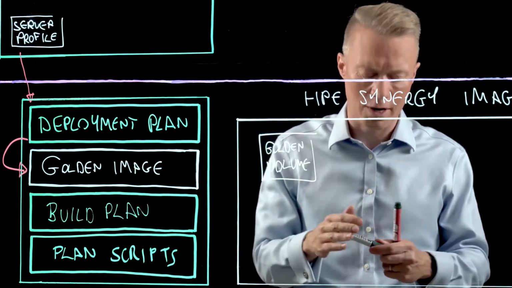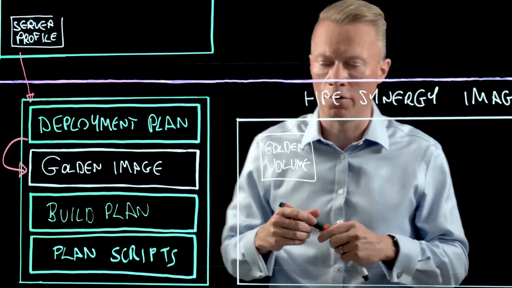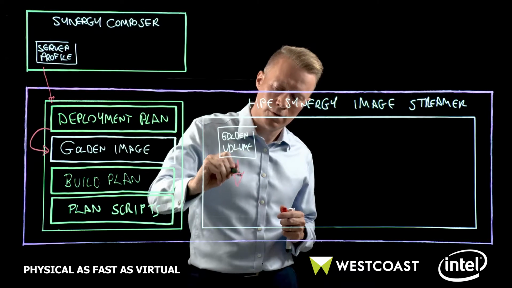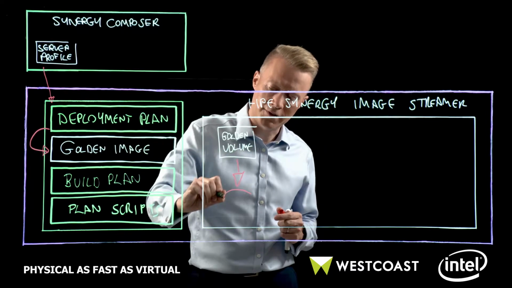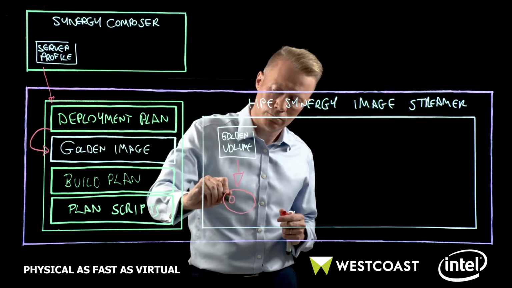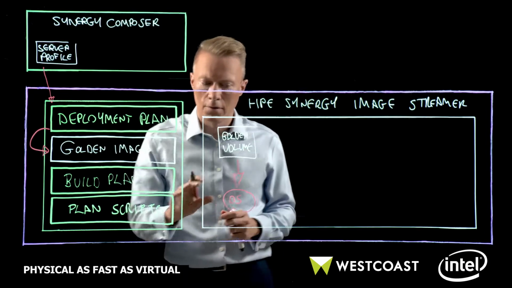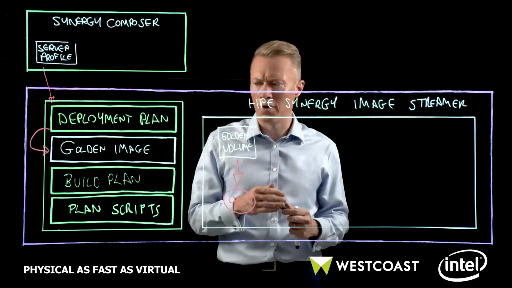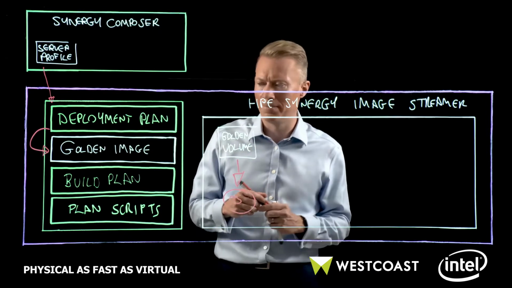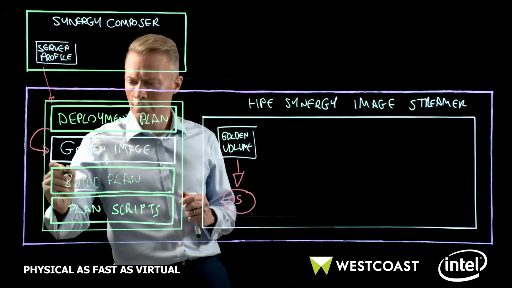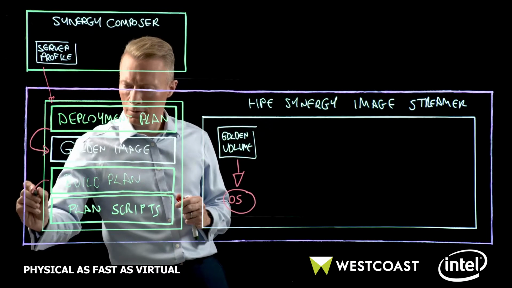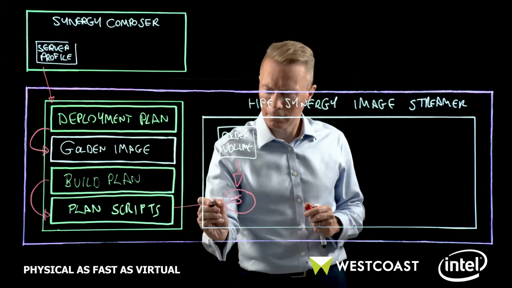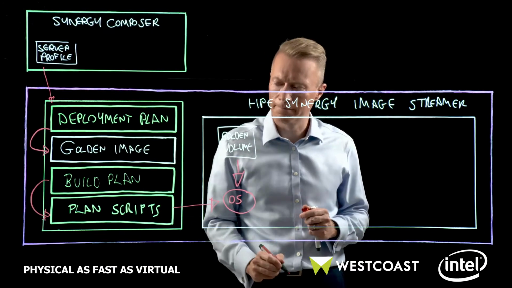So all within the Image Streamer, what you get is some customization done for you. This golden volume is actually smart cloned into an operating system volume. So there we have, very quickly created an operating system volume. But then you need the customization, and this is where the build plans come in. So actually then, the build plan calls the plan script, and that customizes the operating system.